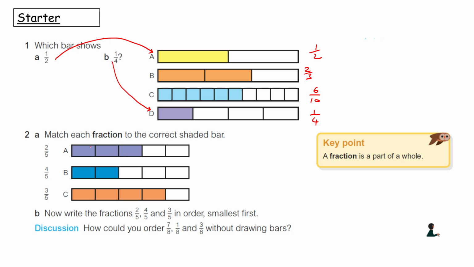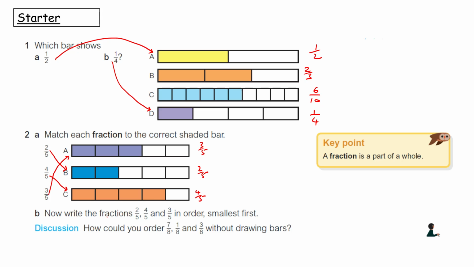Okay, so now we've got to match each fraction to the correct shaded bar. So this one is shaded 1, 2, 3, actually they're all 5 parts. This is 3 out of 5. So that one matches with that one there. This one is 2 out of 5. So 2 out of 5 matches with B. And 1, 2, 3, 4. And C is 4 out of 5.